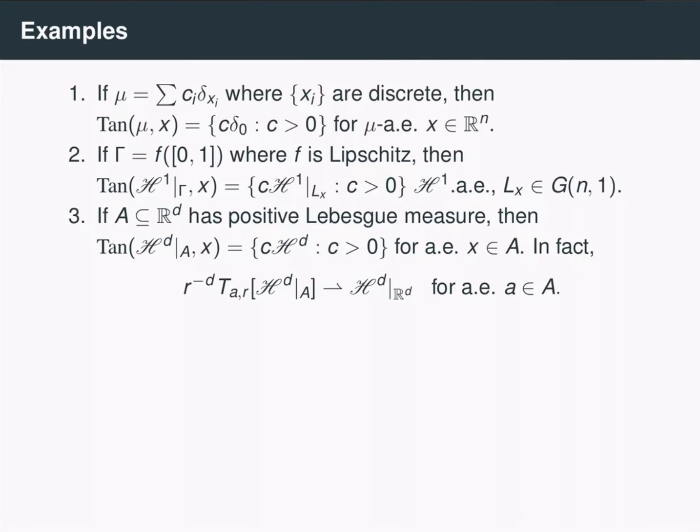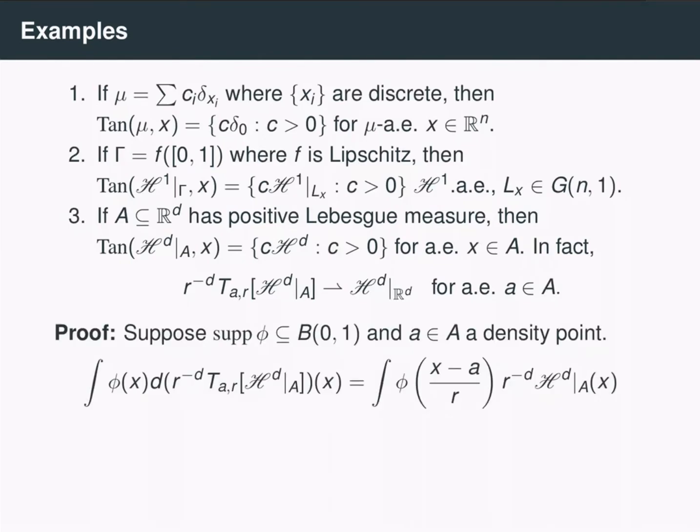So this isn't exactly the same thing as saying that all tangent measures are going to equal a multiple of Hausdorff measure. But later on, we'll see a result that says for measures such as Hausdorff measure restricted to a set of positive Lebesgue measure, in fact all tangent measures can be obtained in this way. Okay, so we'll give a simplified proof of this fact. So we need to show this weak limit.